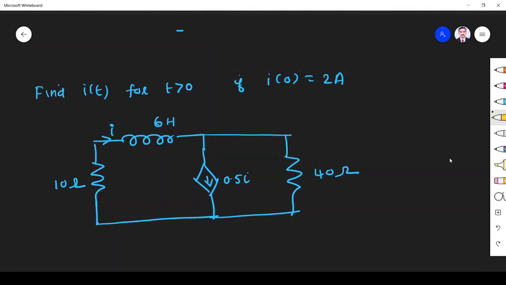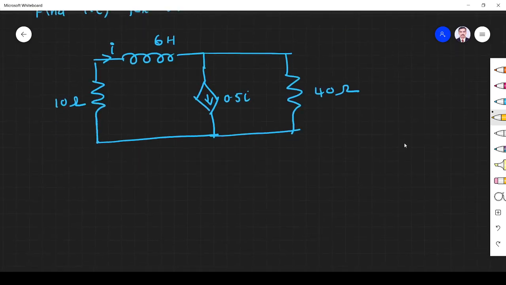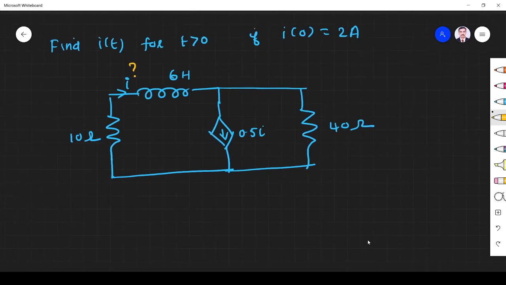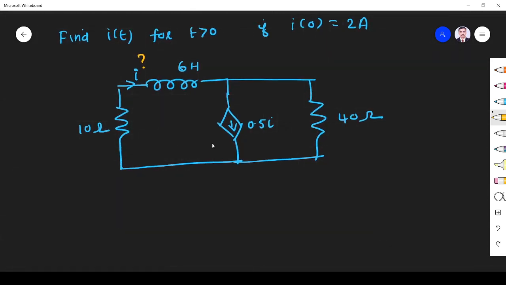Find i of t for t greater than 0 if i of 0 is equal to 2 ampere. You see here we have a dependent source, so it is somewhat critical, but we can solve it very simply. Let us see this. We have to find i of t, so this only we have to find. We have a dependent source.